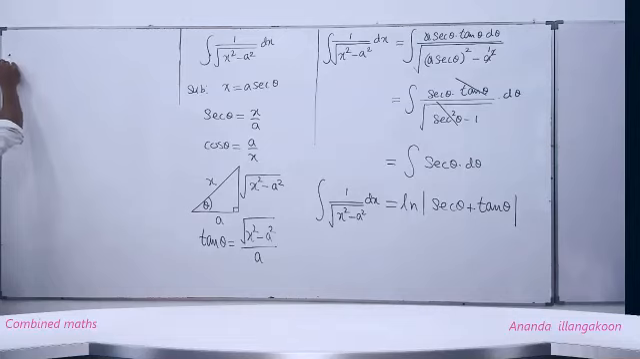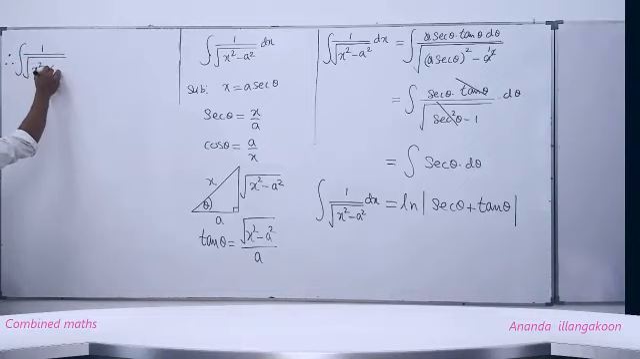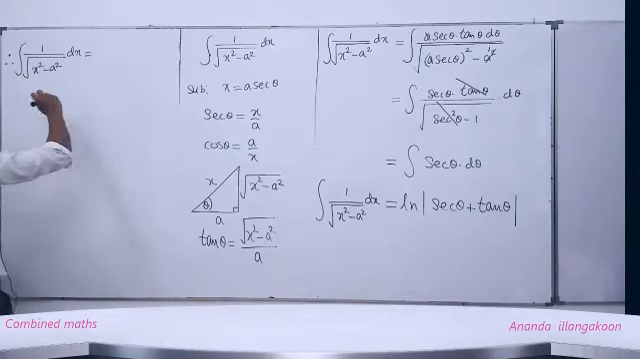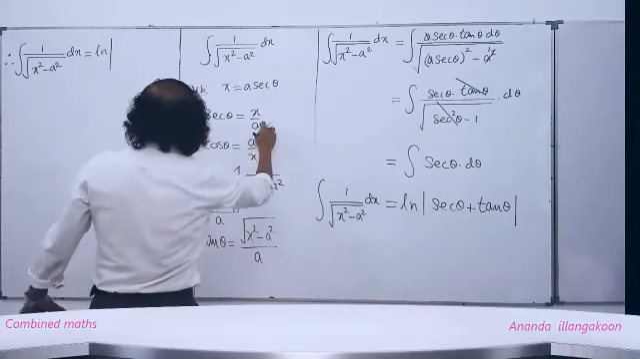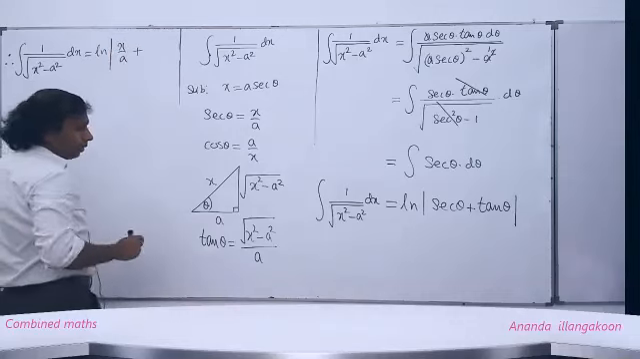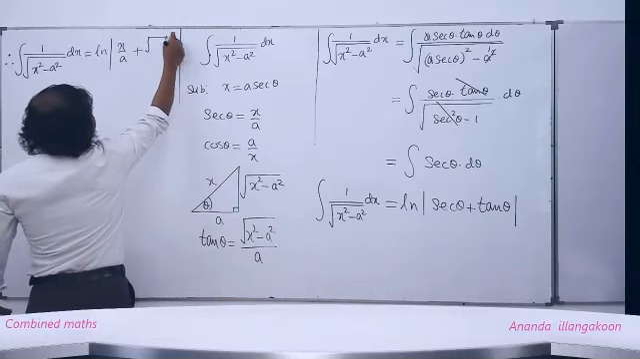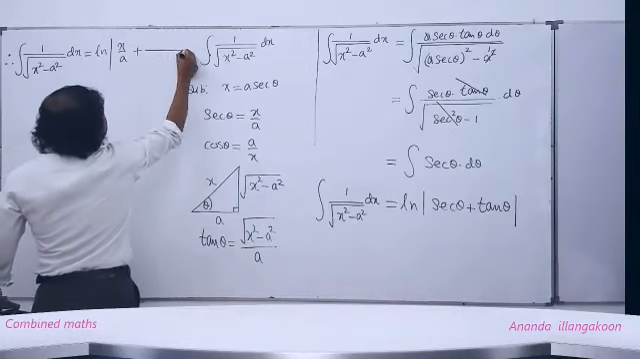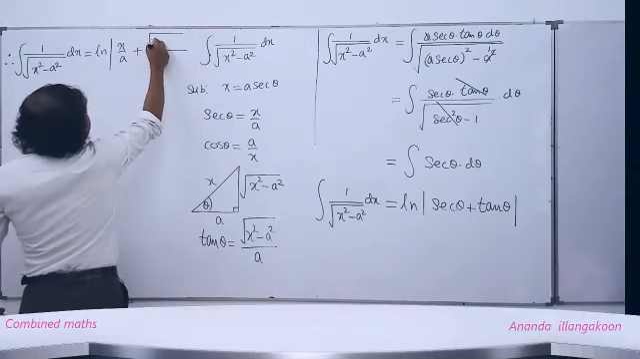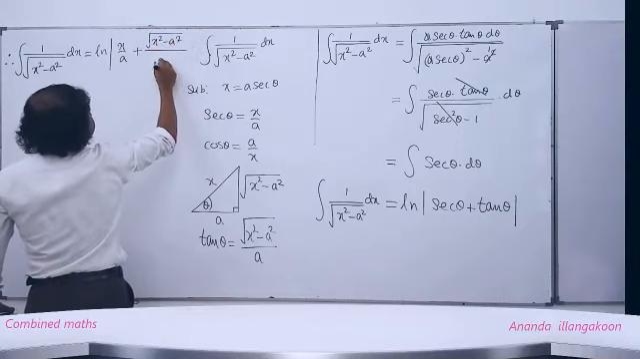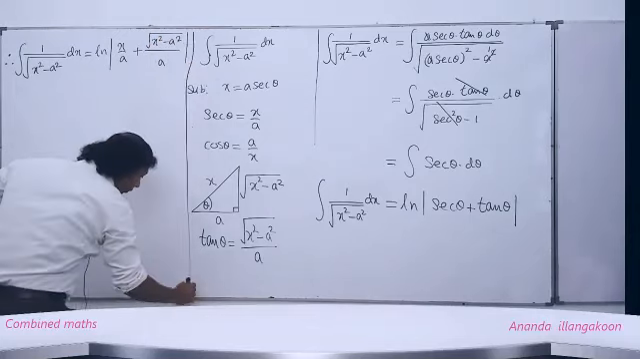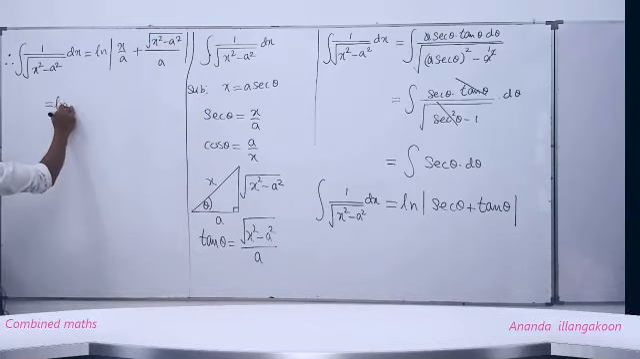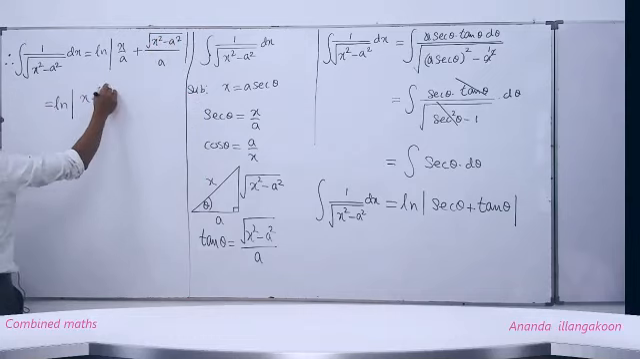Therefore, the integral of 1 over square root of x squared minus a squared dx is equal to Ln modulus of sec theta plus tan theta. Sec theta is x upon a, and tan theta is square root of x squared minus a squared divided by a. This is what we have. Furthermore, people, we can simplify this until getting another simple answer. Here the denominators are equal, so we can write it this way.